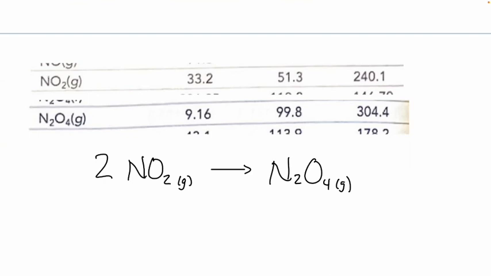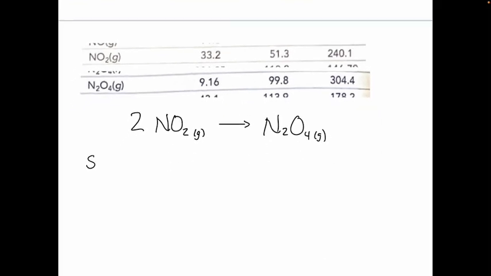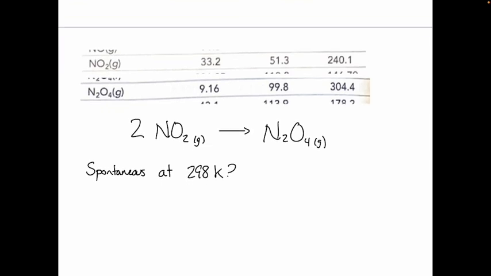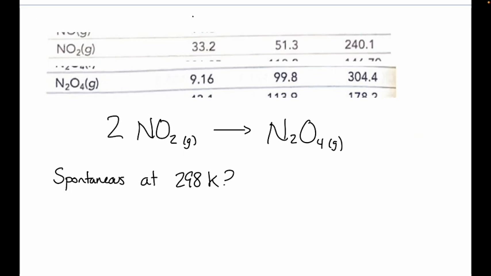I want you all to do this on your own. Is this reaction spontaneous at 298 Kelvin, at room temperature? Using these thermodynamic values here, the first column is delta H, then delta G, then entropy. Take a moment and see if you can tell me whether or not this reaction is spontaneous or non-spontaneous at room temperature.